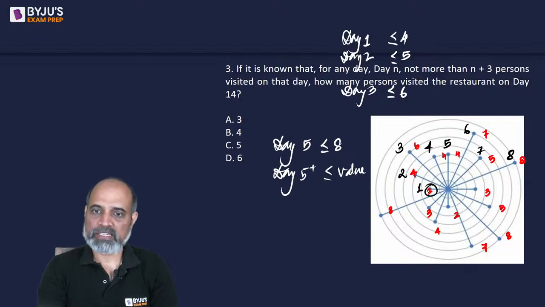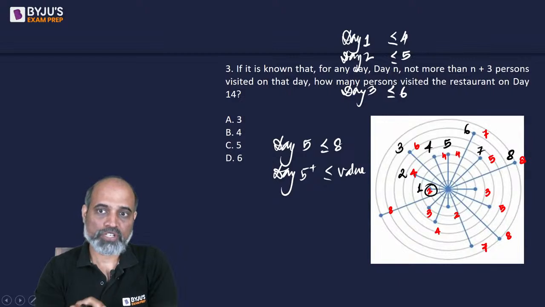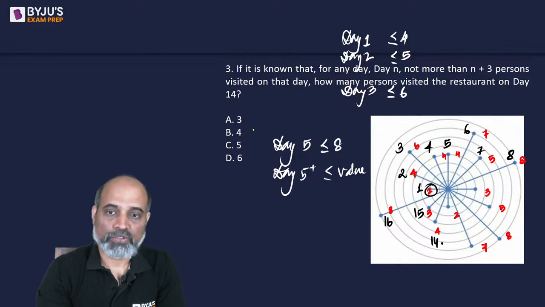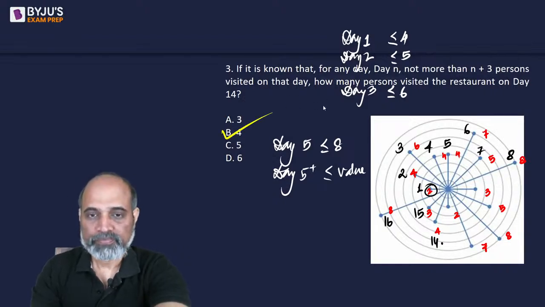So day 1 is that particular day where 2 people visited the restaurant. The question asked is, how many people visited the restaurant on day 14? So if this is day 1, this will be day 16, this will be day 15, this will be day 14. So on day 14 we had 4 people who visited the restaurant, right?